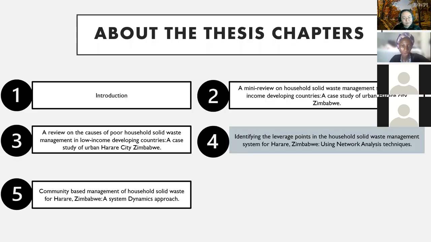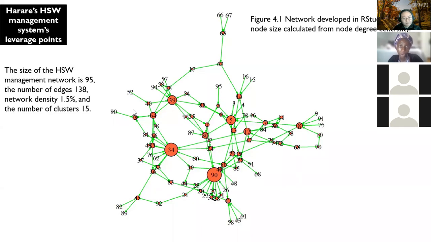So let's go on to the next chapter, chapter four, where we try to identify the leverage points in the waste management system using network analysis techniques. This is one of the networks that we developed. Since there were so many issues that we identified as affecting the household solid waste management system, we decided to number them, because if we had put them as words, it would be difficult to read the diagram.